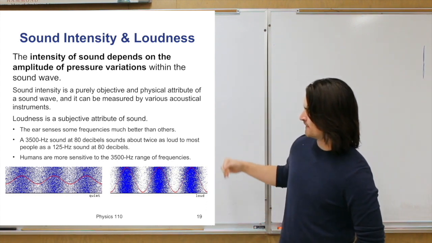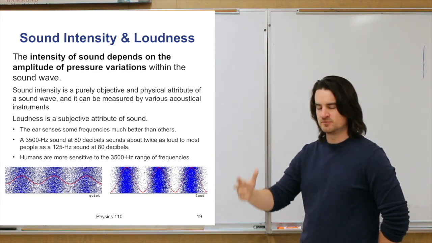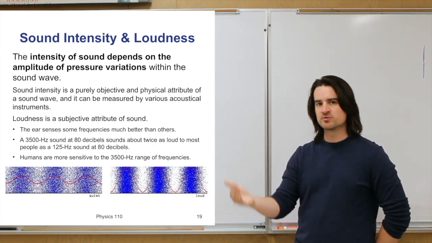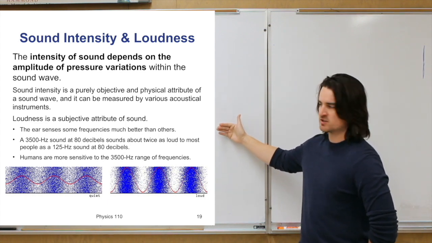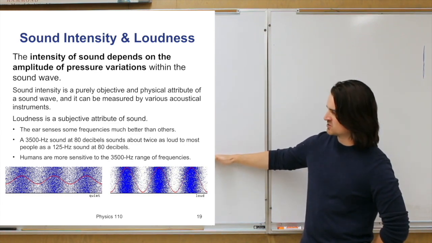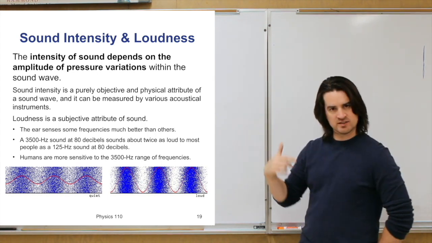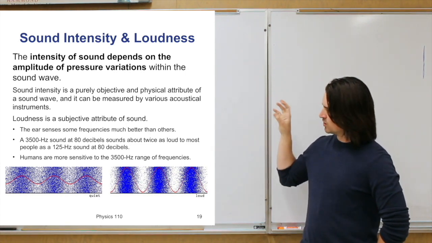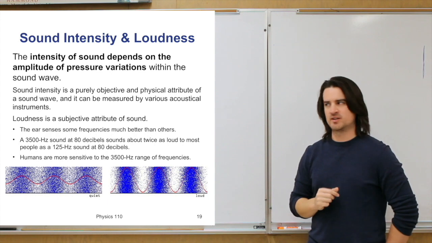So all that is to say that you can have a sound that is 80 decibels, remember, decibels were a measure of the pressure of that wave, right? So both 80 decibels mean they're both the same pressure. But if one of those sounds is at 3,500 hertz, it's going to sound almost twice as loud as a sound with a frequency of 125 hertz. That is because our ears work in such a way that they're more sensitive to frequencies around that 3,500 range.